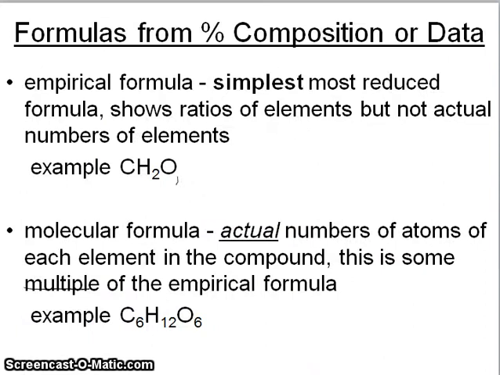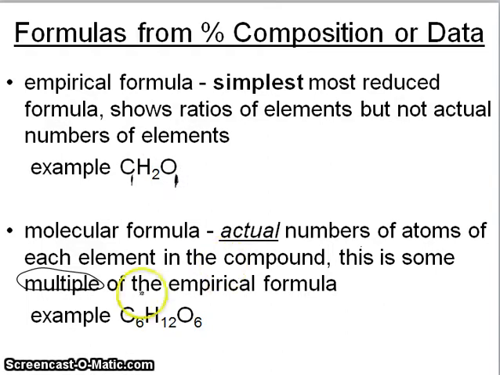An empirical formula is the simplest, most reduced formula of a compound. As I put here, it shows the ratio of elements in a compound, but not necessarily actual numbers. I'll explain that in a second. So the molecular formula would be the actual numbers of atoms of each element in the compound. It would be some multiple of the empirical formula. In this case, CH2O, there's an understood 1 there and an understood 1 there. That is our empirical formula.